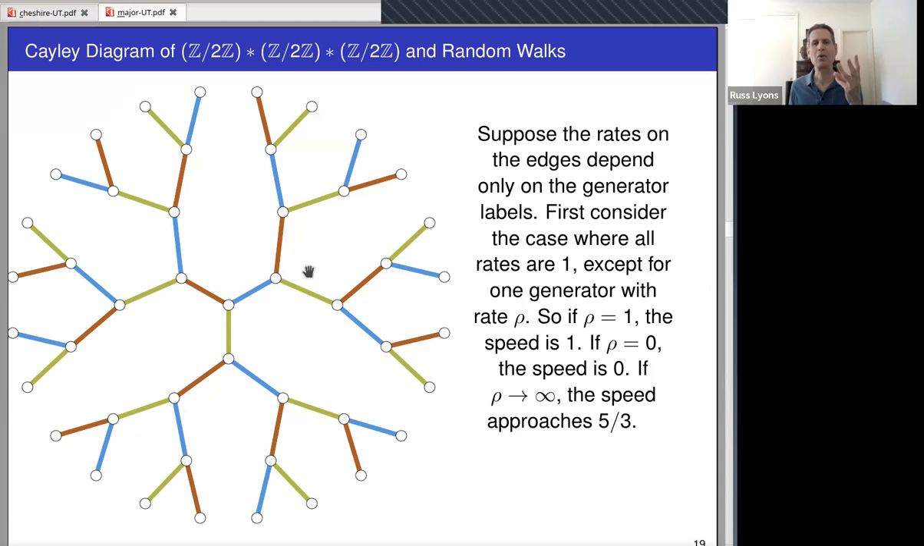Now we have 3 data points in monotonicity and rho. The speed is 0 when rho is 0. Speed is 1 when rho is 1. And the speed is 5/3 when rho is infinity. Well, that's monotone. Is it true in general that it's monotone increasing in rho?